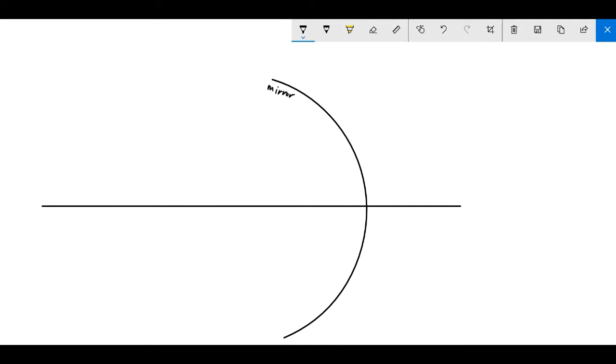Okay, so let's do our ray diagram. For this particular problem we have a mirror that has a focal length of about 33 centimeters, and we want to find the image position when there's an object at 93 centimeters in front of the mirror. So I've drawn the mirror right here, on the reflective surface, so this is going to be our concave mirror.